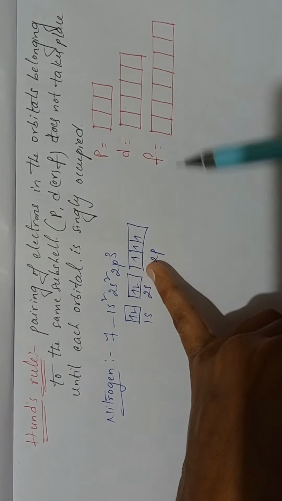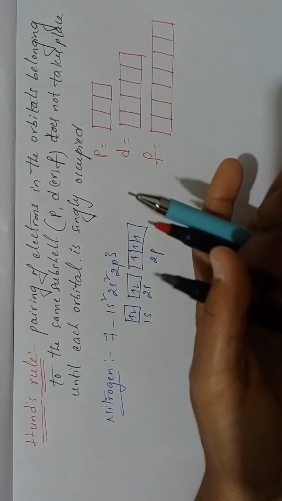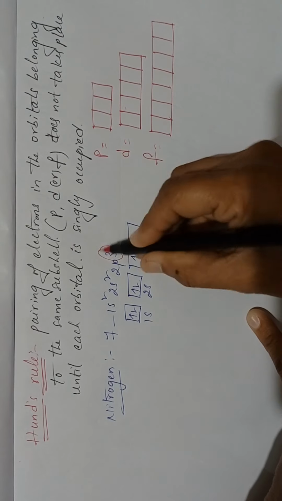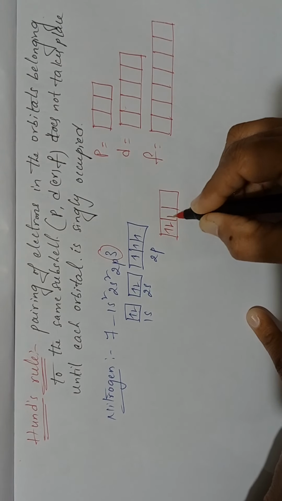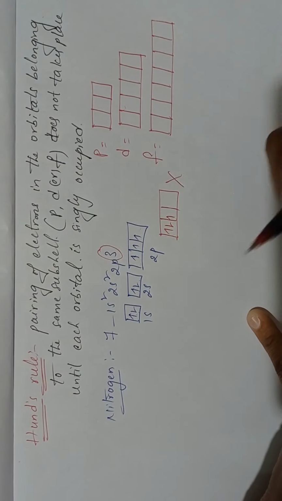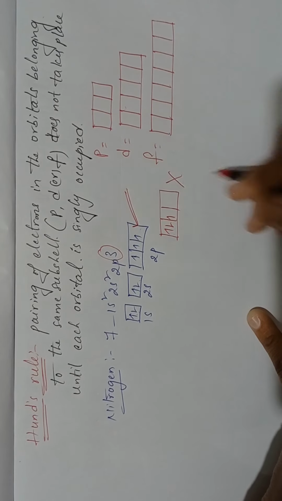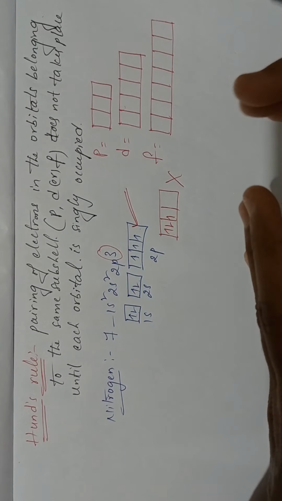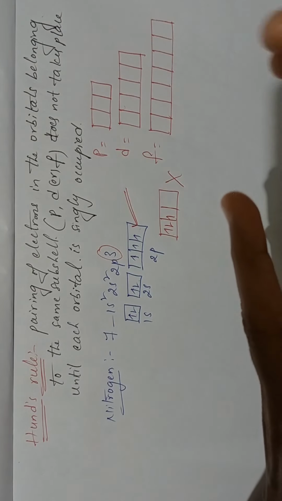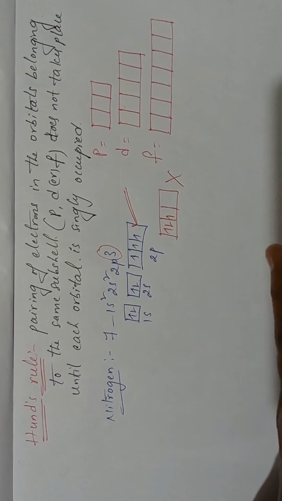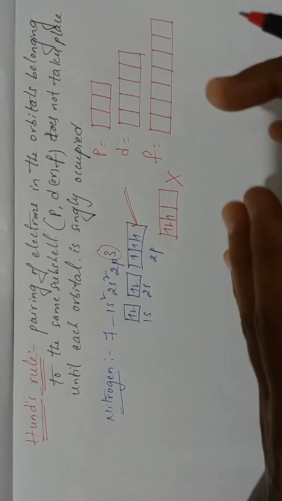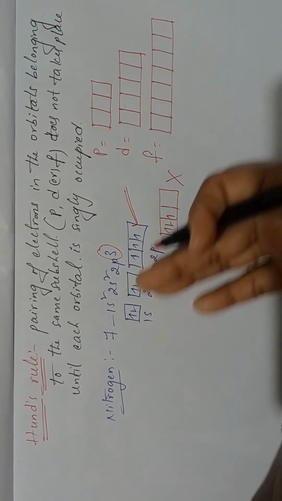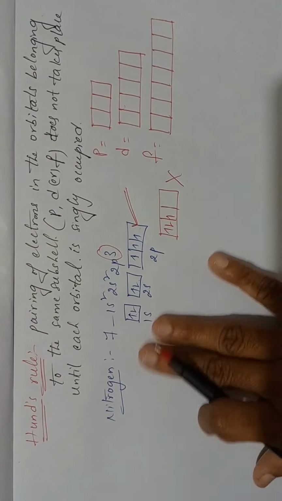That's why you fill each orbital with a single electron. Now if I fill the 3 electrons like this, it is wrong. Are you clear, students? This is the correct one. So like this you have to fill. That means in the p, d, f subshells, each orbital should first be filled with a single electron, then the remaining electrons you have to pair. This is nitrogen.